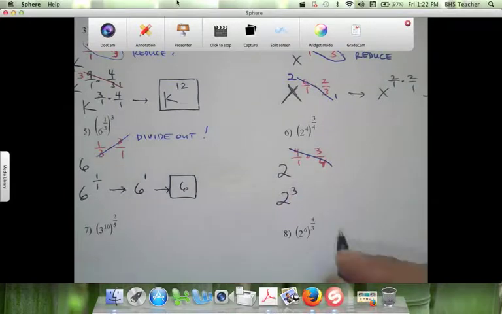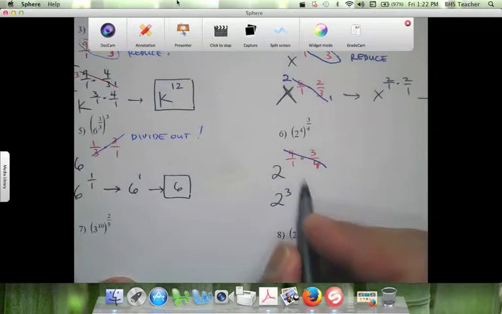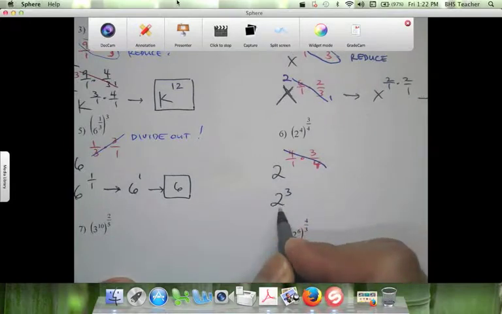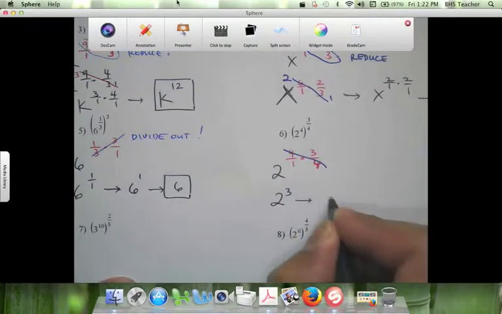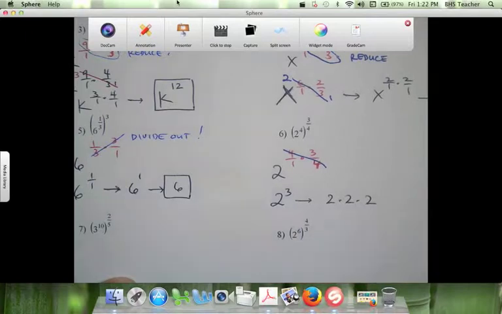Now here you can get an answer. You're going to evaluate this and get an answer. 2 to the power of 3 is not 6. It's not 2 times 3. That means 2 times 2 times 2. You can do that on the calculator, or you can do it in your head. 2 times 2 is 4. 4 times 2, the answer is 8.